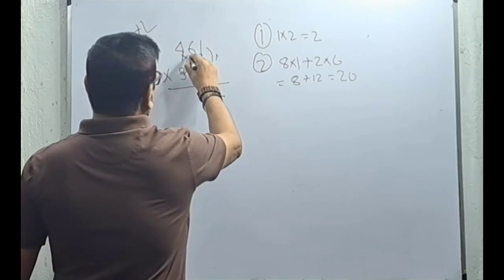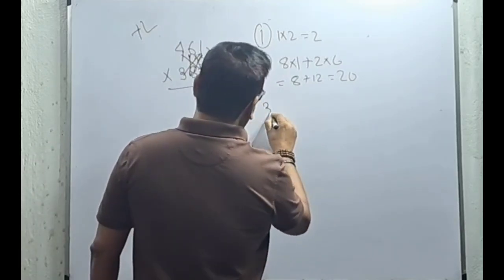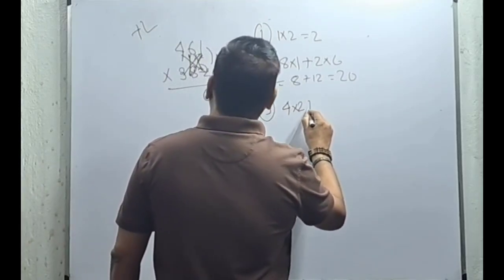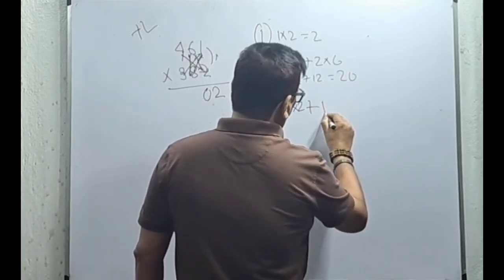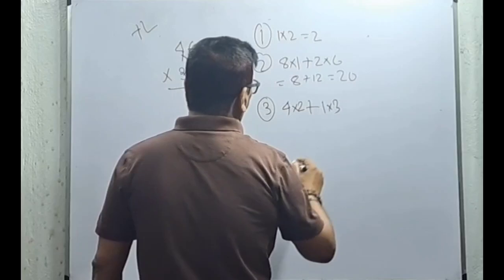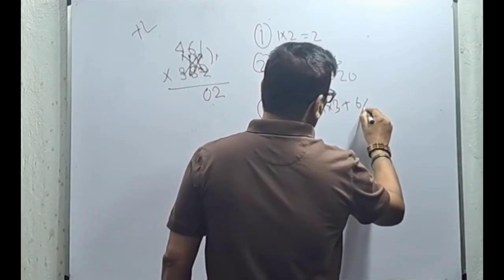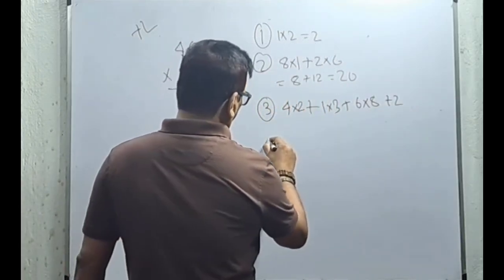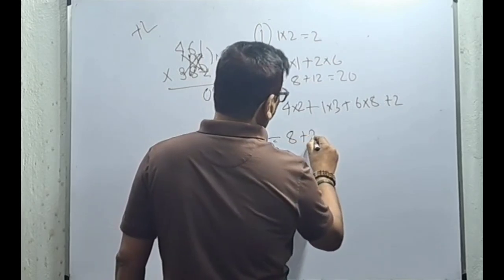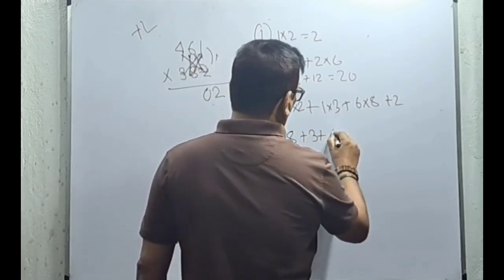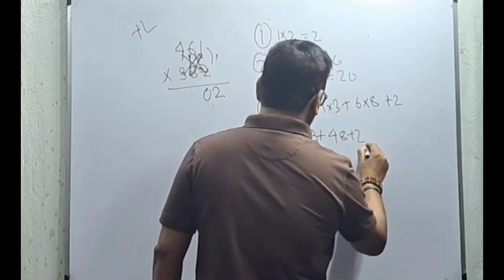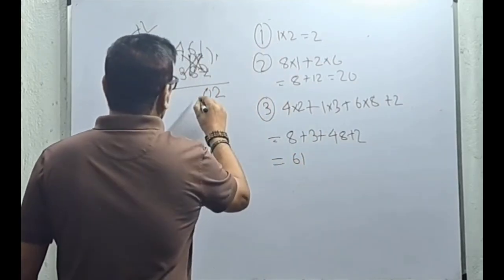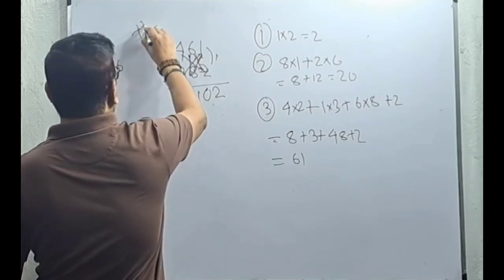Right? Now this step is one which you should remember. Step number 3: 4 multiplied by 2 plus 1 multiplied by 3 plus 6 multiplied by 8 plus the 2 we carried. Correct? So that gives you 8 plus 3 plus 48 plus 2. So that makes 50, 53, 61. So 1 you write. 6 you carry.